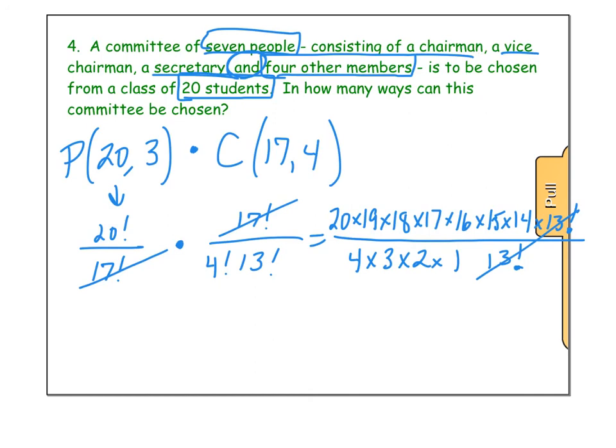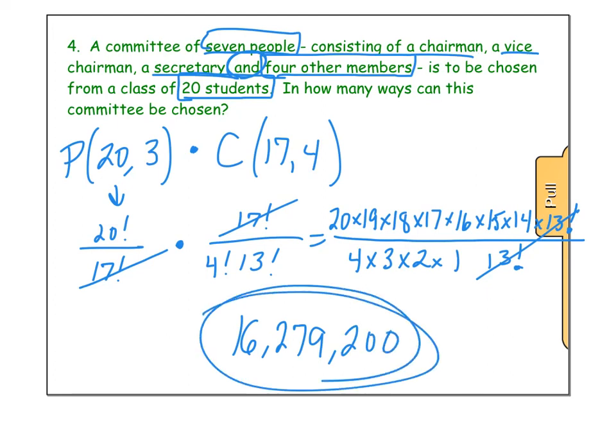So 20 times 19 times 18, 17, 16, 15, and now 14. All of that will be divided by 4 times 3, which is 12, times 2, which is 24. We will divide 390,700,800 divided by 24, and our answer is 16,279,200. That's my answer for question number 4.